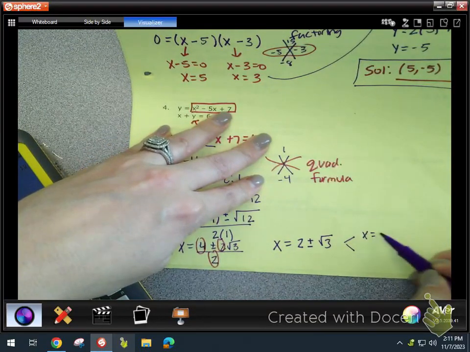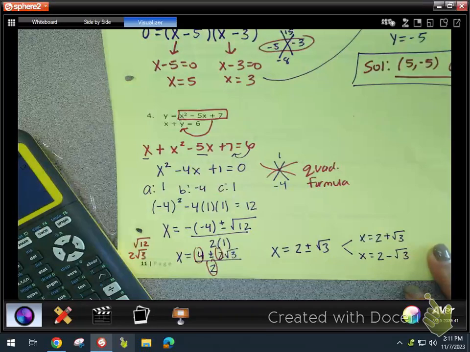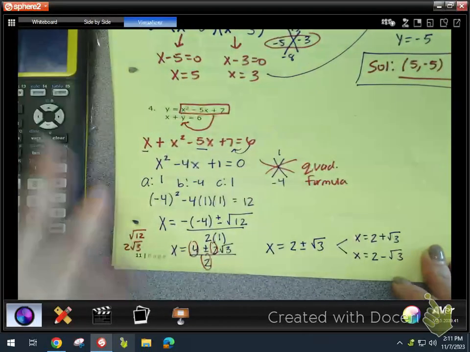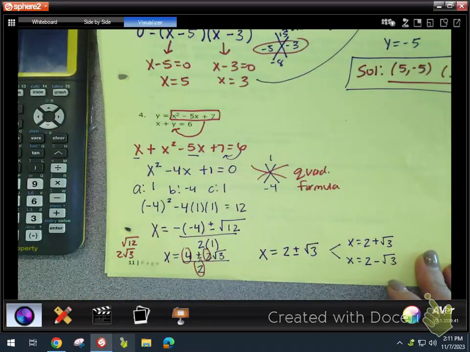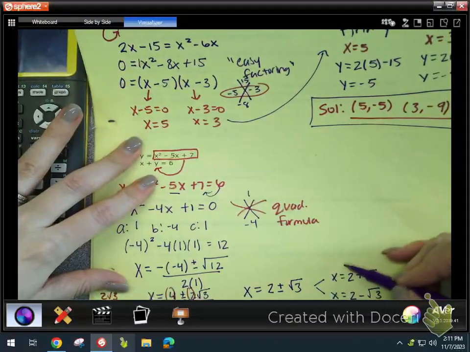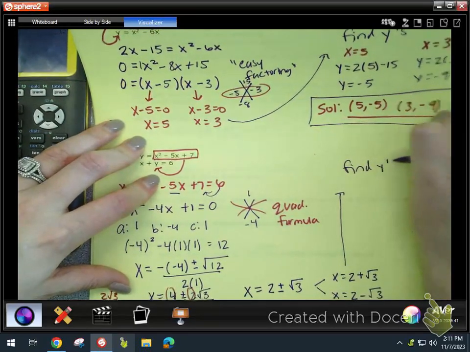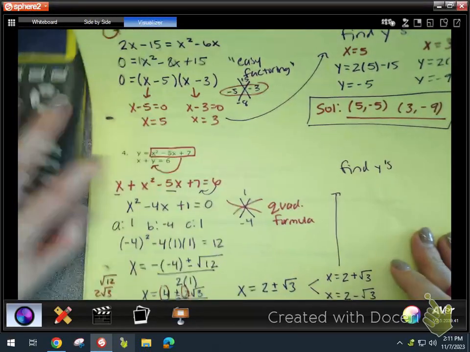I have to do both of them. x plus square root 3, and x minus square root 3. But then what else do I have to do? What I say is the most important and most forgotten step: plug those in to find the y's. Find the y's. All right, this is going to get a little bit weird.